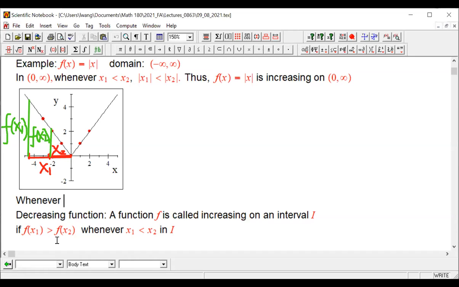Whenever x1 is less than x2, do we have a situation where x1 is less than x2? This is x1 and that is x2, measured horizontally from the origin. Yeah, x1 is less. Even though x1 is longer, they're on the negative side of the number line, right? So what is the interval in our consideration? It is from negative infinity to 0.